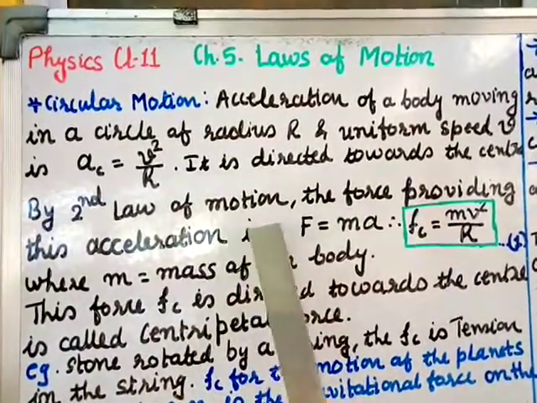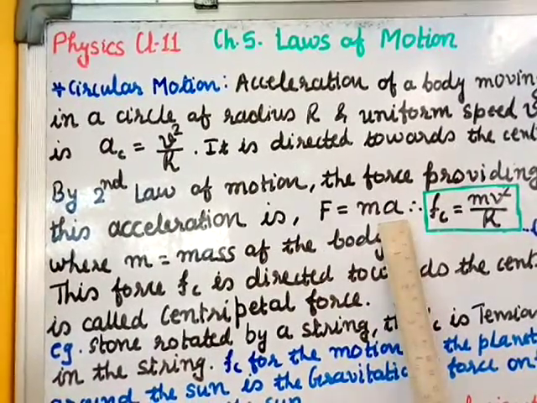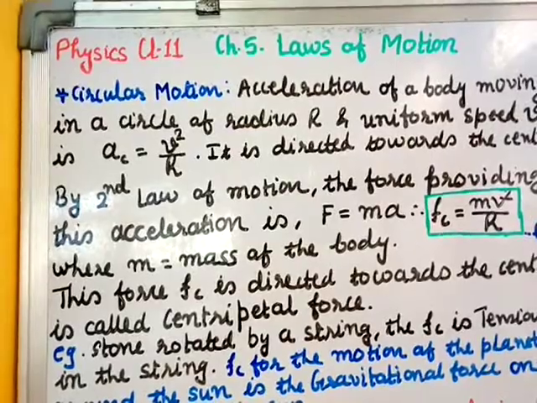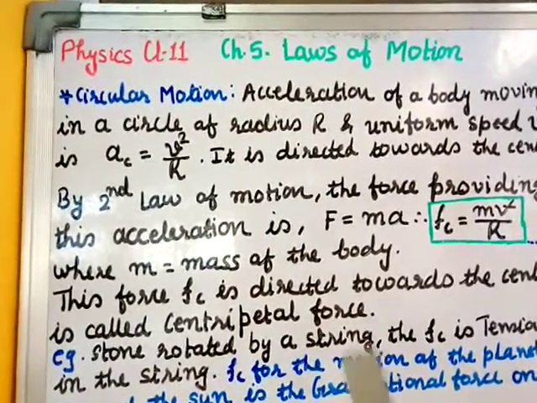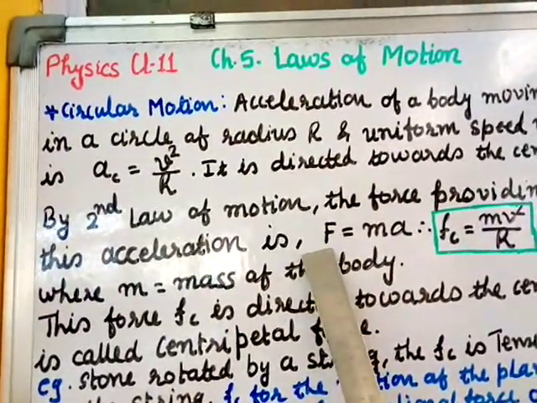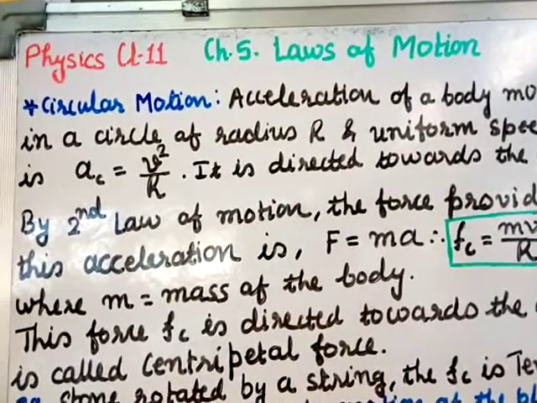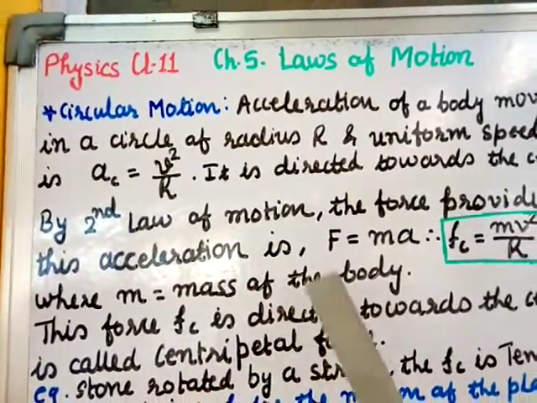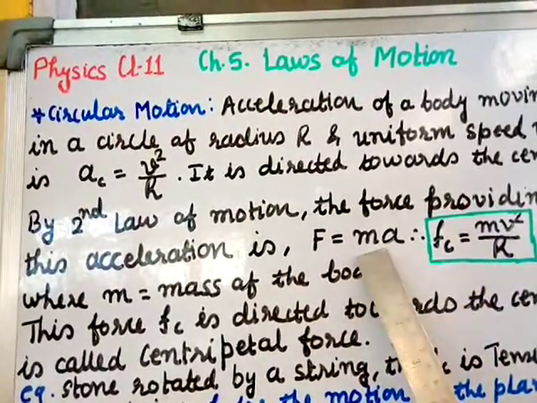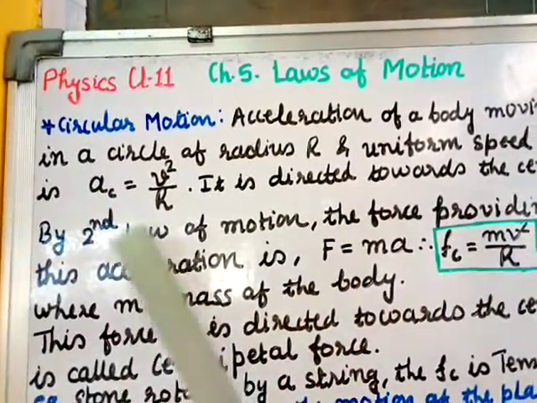By second law of motion, the force providing this acceleration is F equal to ma. Now by second law of motion, the force which provides this acceleration will be given by F equal to ma. I have written this from the second law. Because of the centripetal acceleration, the force also will be directed towards the center, so we call it a centripetal force. So this F can be written as F_c. m is as it is and a will be the centripetal acceleration given by v square by r.